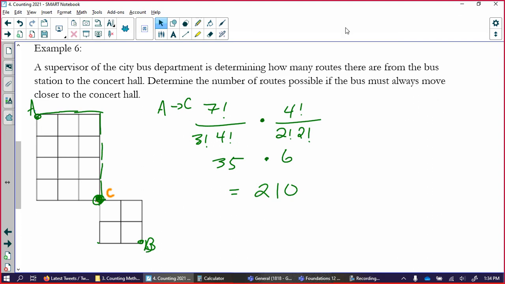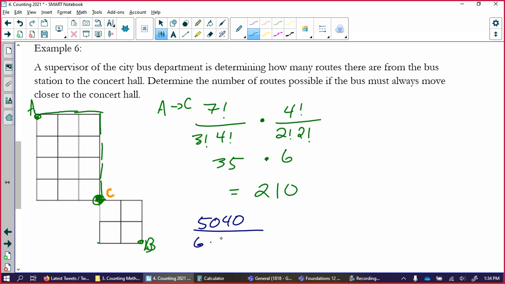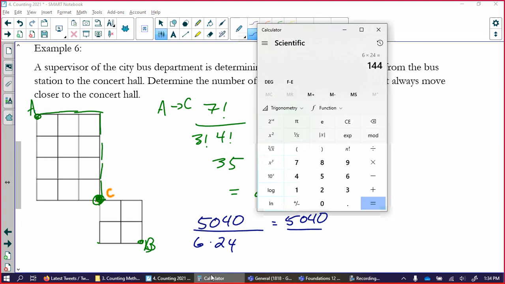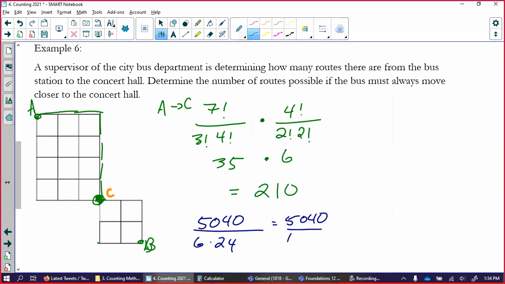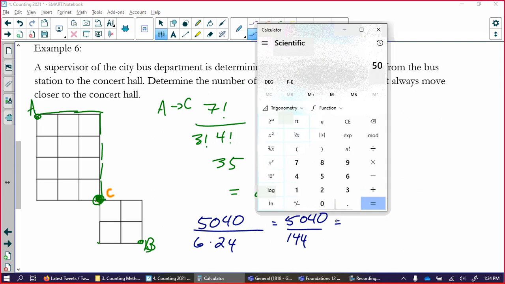7 factorial should be 5,040. 3 factorial is 3 times 2, which is 6. That's 24, right? Well, that should make 35. Okay.